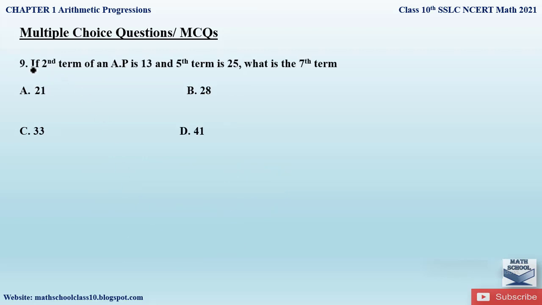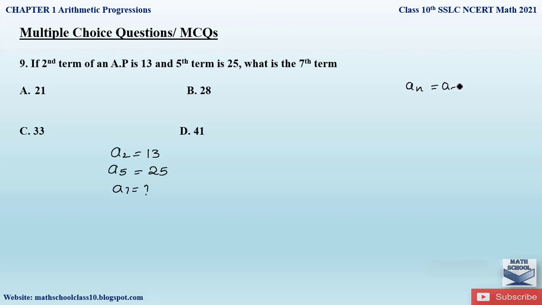Now our ninth question is, if the second term of an AP is 13 and the fifth term is 25, what is the seventh term? Whenever you have these kinds of questions, they have given us that the second term is equal to 13 and the fifth term is equal to 25, and we have to find out the seventh term. In such cases, when they ask for a 3-mark or a 4-mark problem, we will use the nth term formula and find out the result.